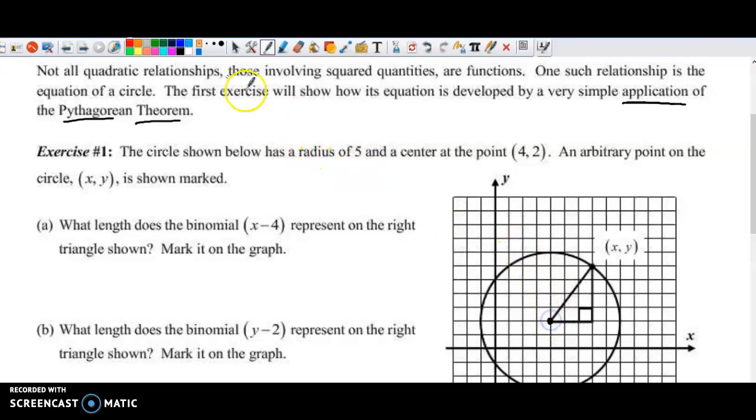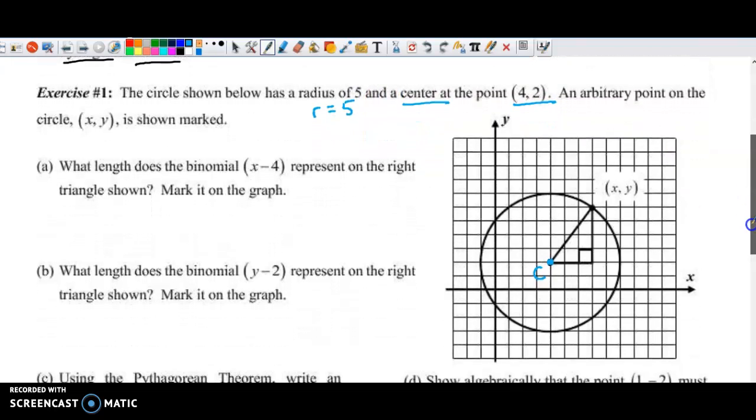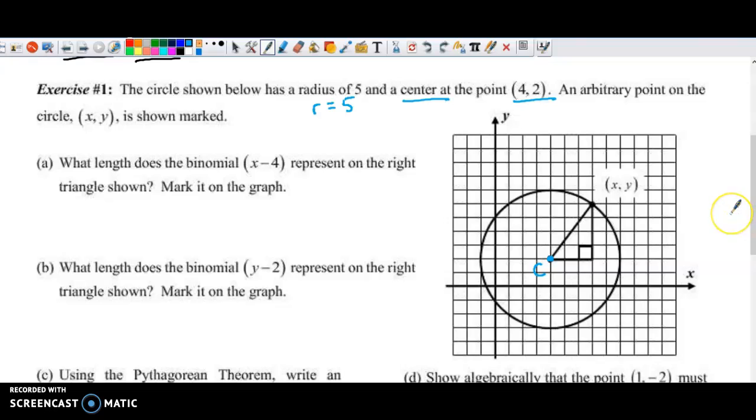I think you can see right here. Maybe I should use a different color. The center is at 4, 2. Sometimes we even put a C in there for center. And then the R value is 5. So what they're trying to get you to do in this problem is to realize with this right triangle in here that this distance is the radius.